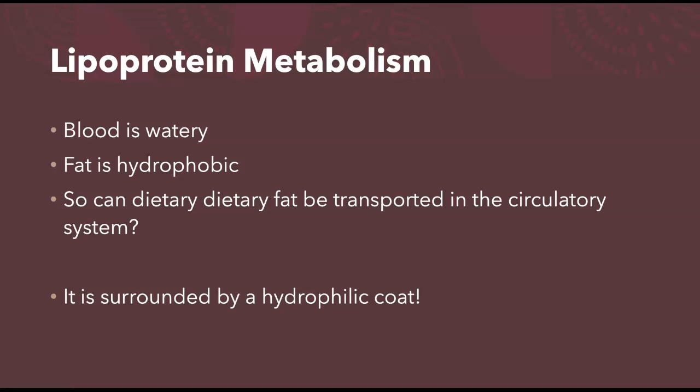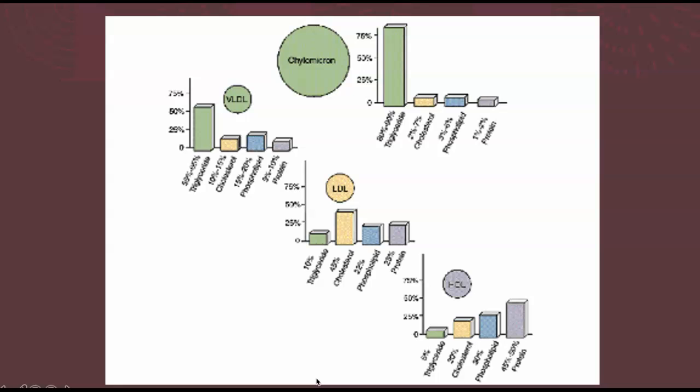In this video, I'm going to explain lipoprotein metabolism. So blood is watery, but fat is hydrophobic, that is, it repels water. So how can fat be transported in the circulatory system? Well, it's surrounded by a hydrophilic coat, or a water-loving coat. So fat surrounded by this hydrophilic coat is called a lipoprotein.